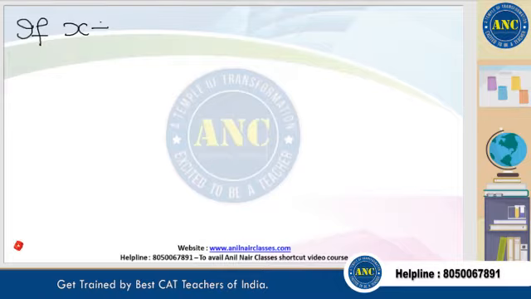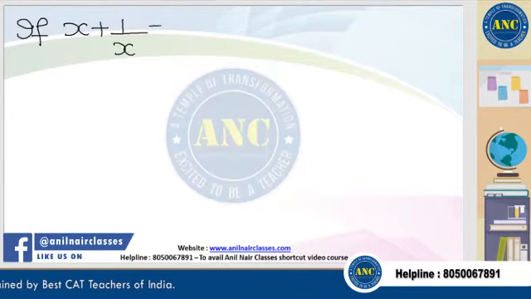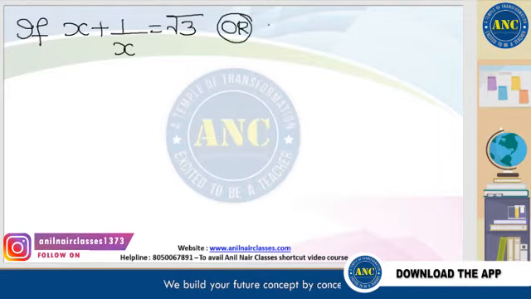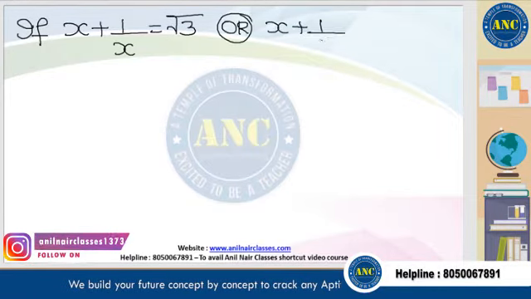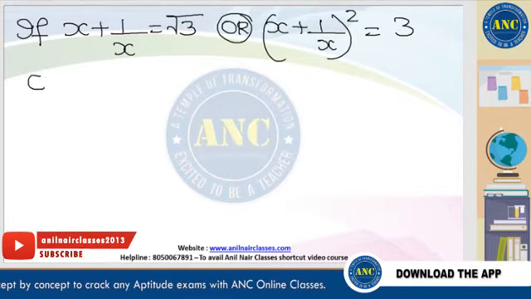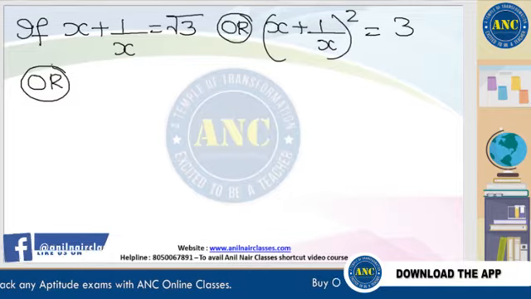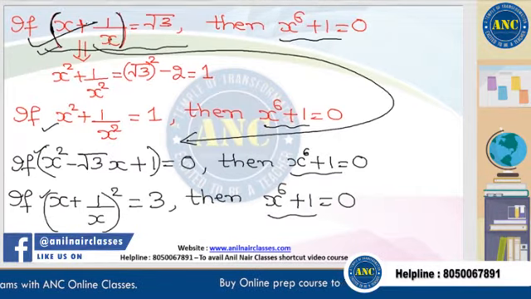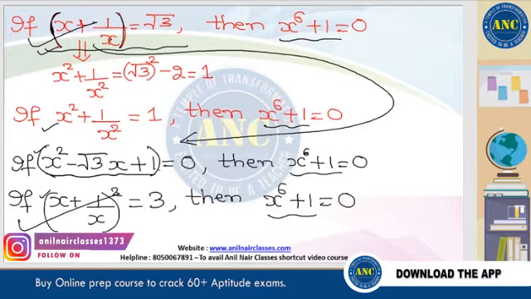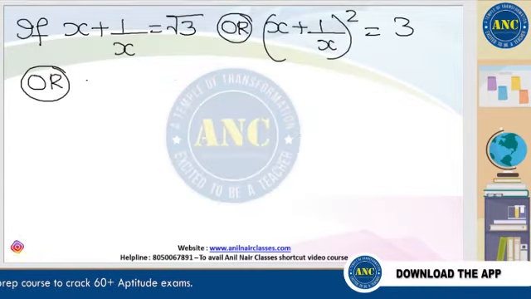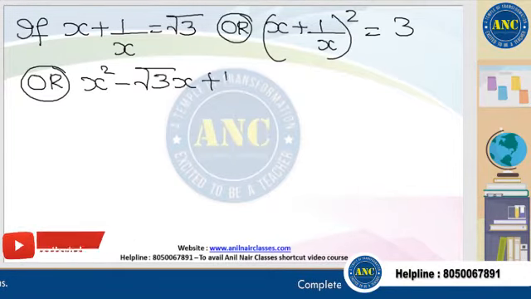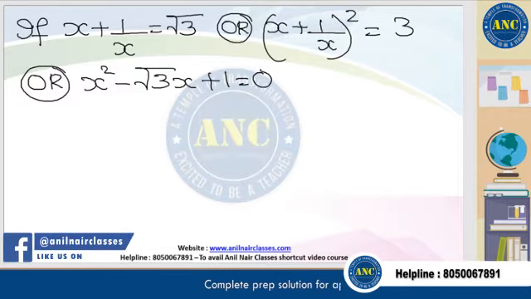If x plus 1 by x is equal to root 3. This is one way of expressing it, or I can also write it as x plus 1 by x whole square is equal to 3. I am still in the if condition, sir. What else can I write? I can also write it as x square minus root 3x plus 1 equal to 0. This is the other way of expressing it.